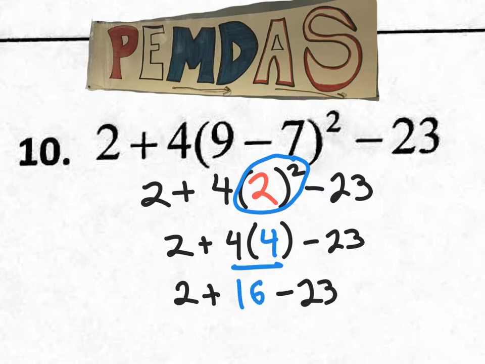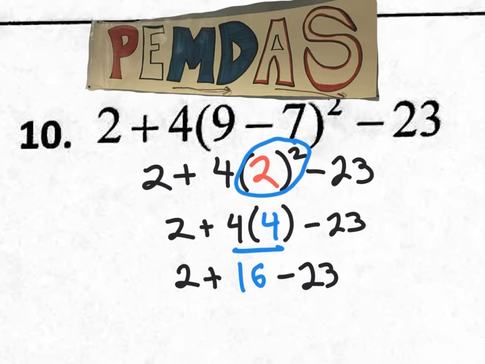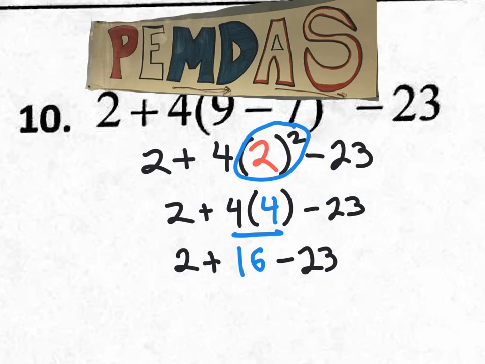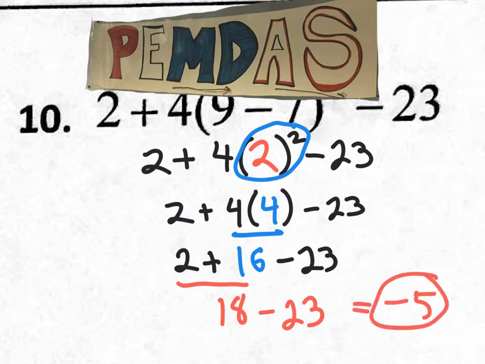So from here, it's just addition and subtraction. So we go left to right. Simply go left to right. So what is 2 plus 16? 18. And 18 minus 23, negative 5, is our final answer for this problem.